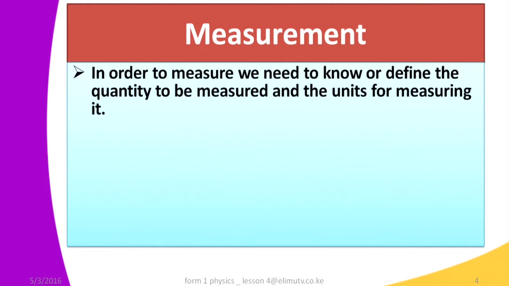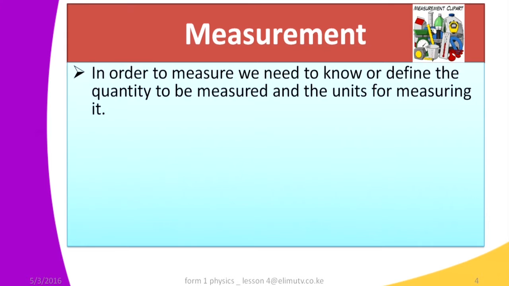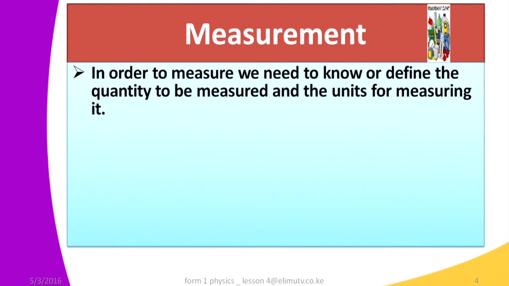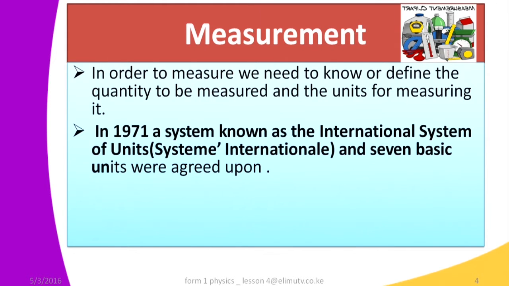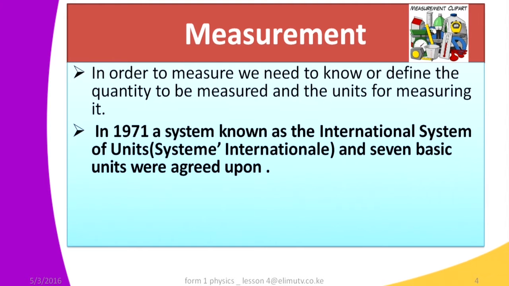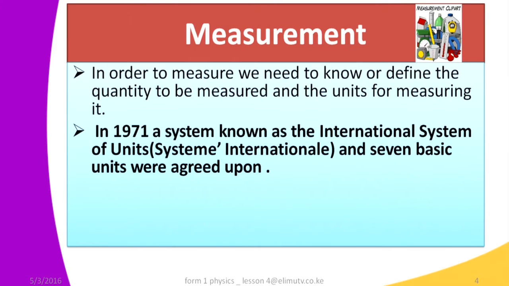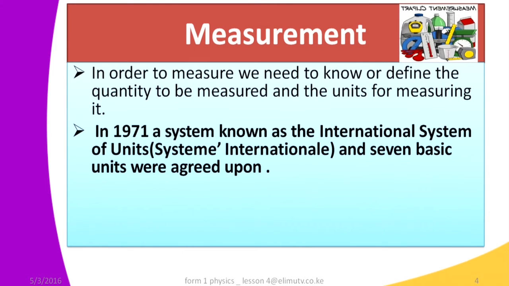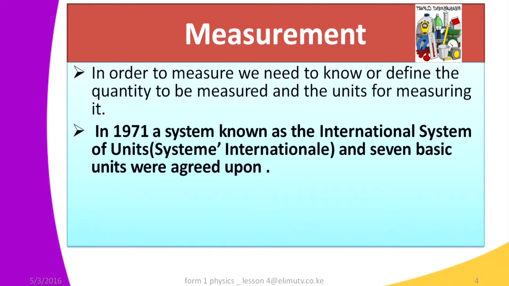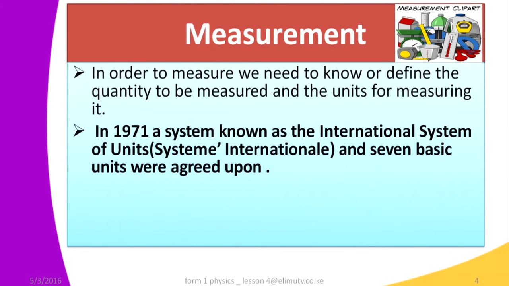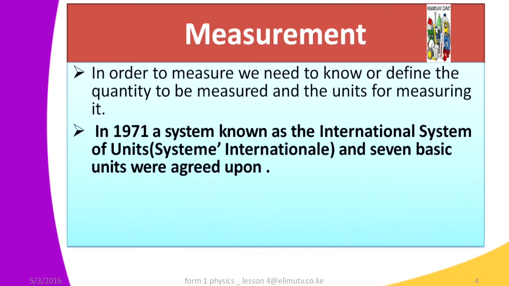The other thing that we have to note about measurement is that it did not just come on its own. In 1971, a system known as the International System of Units, otherwise known as Système International, and 7 basic units were agreed upon. So the idea behind measurement was discovered in 1971, and they came up with a system that can be used as a benchmark for doing the measurements of various physical quantities. In real sense, we have 7 basic physical quantities that we have to discuss, which were first discovered in 1971. So this is the brainchild of measurement.